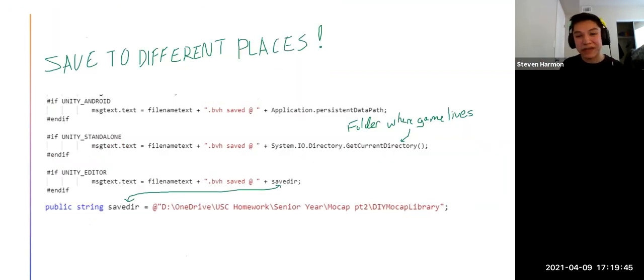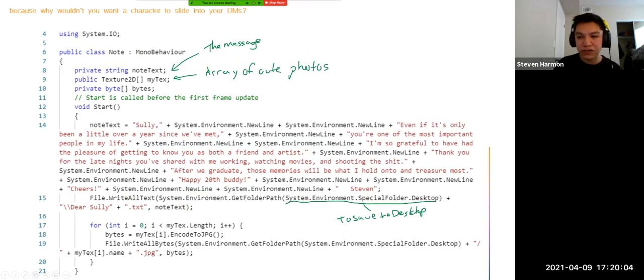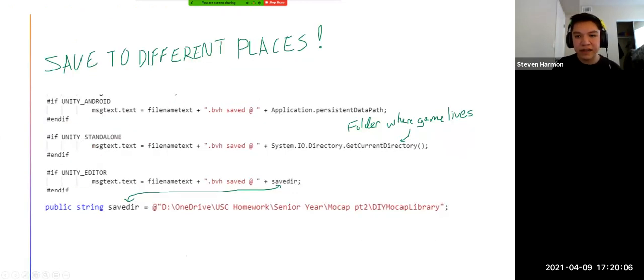And so this is how you save to different places. Now, if it's on Android or iOS, Application.persistentDataPath is a pretty safe bet in terms of saving things. And as far as saving things to your desktop, we've seen that here, Environment.SpecialFolder.Desktop. If you wanted to save it in the current directory where the game lives, it's System.IO.Directory.GetCurrentDirectory.